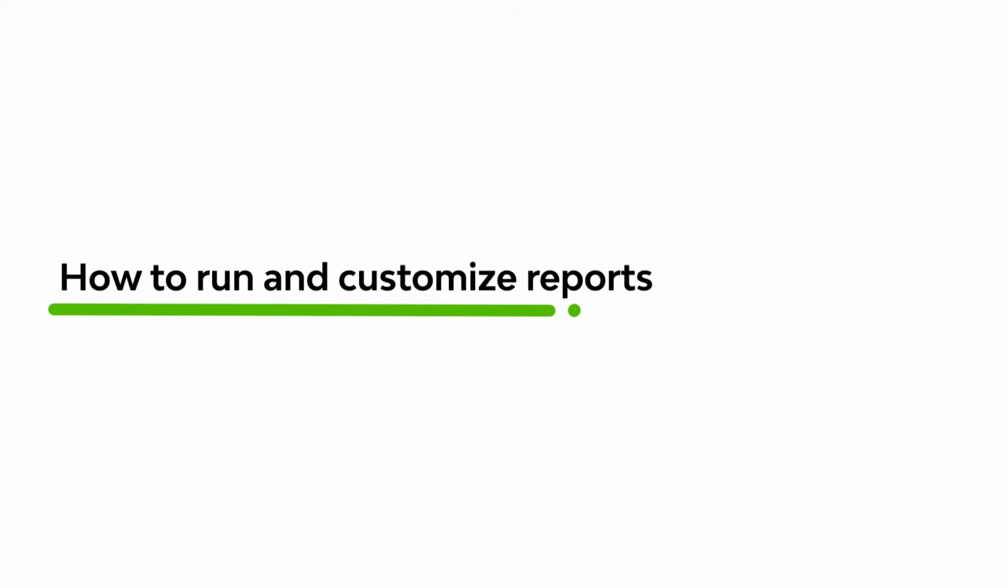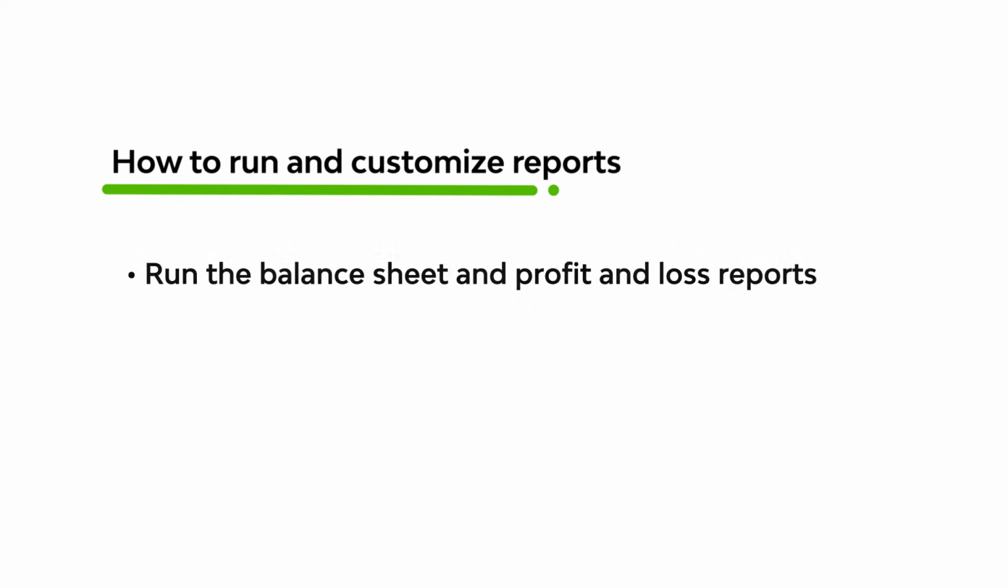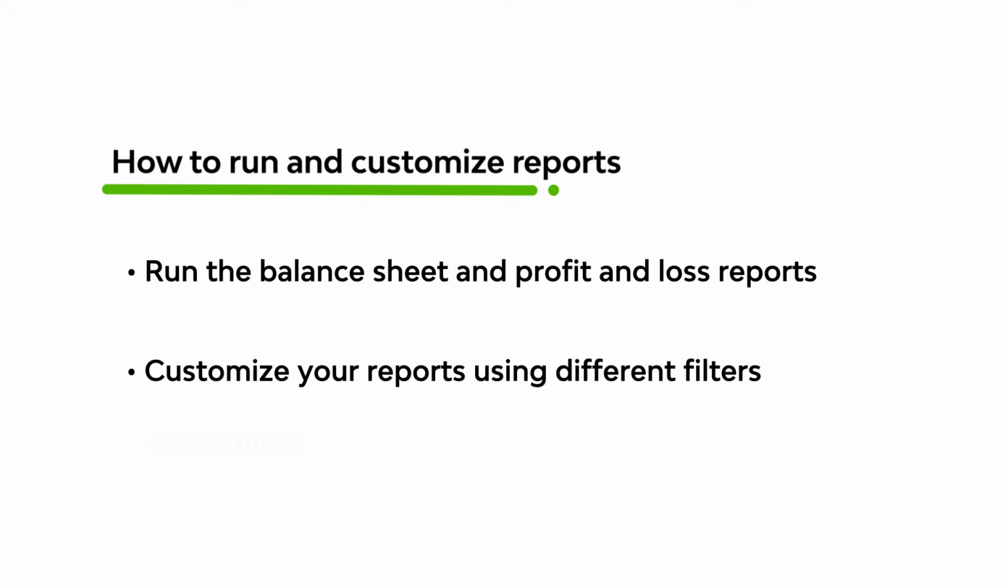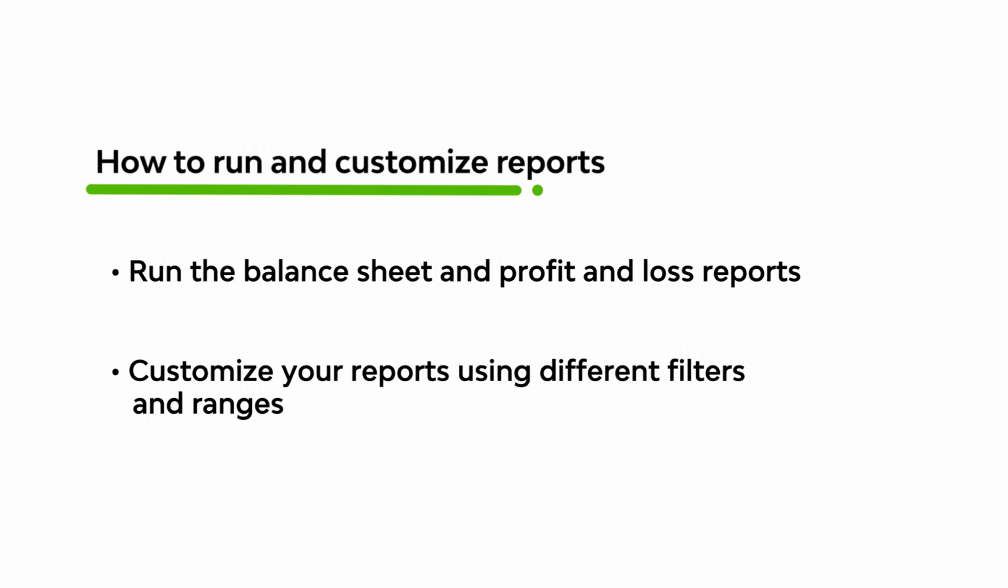One of the most powerful things you can do in QuickBooks Desktop is run reports to see how your business is performing. Let's go over how to run two of the most common reports, the balance sheet and the profit and loss. Then we'll show you how you can customize your reports using different filters and ranges so you only see what you need to make the best decisions possible for your business.